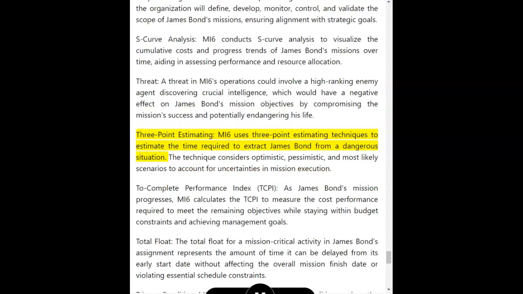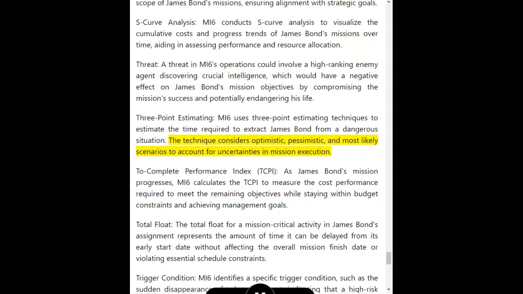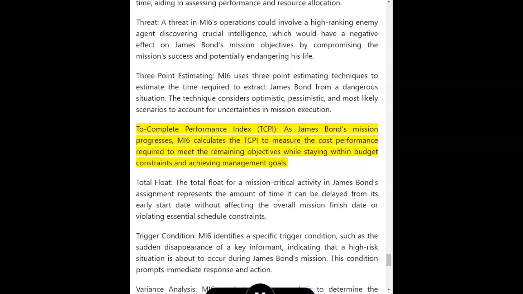3-point estimating. MI6 uses 3-point estimating techniques to estimate the time required to extract James Bond from a dangerous situation. The technique considers optimistic, pessimistic, and most likely scenarios to account for uncertainties in mission execution. To complete performance index, TCPI. As James Bond's mission progresses, MI6 calculates the TCPI to measure the cost performance required to meet the remaining objectives while staying within budget constraints and achieving management goals.